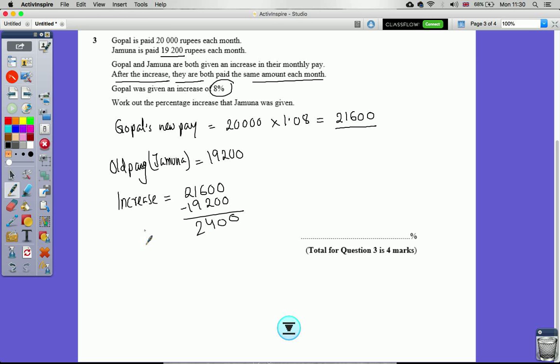So what is the percentage increase? We do 2,400 over 19,200 multiplied by 100 to get the percentage increase, and that would be 12.5% increase. So that was the increment Jamuna was given. So after that, both their salaries became the same. Let's move on to the next question.